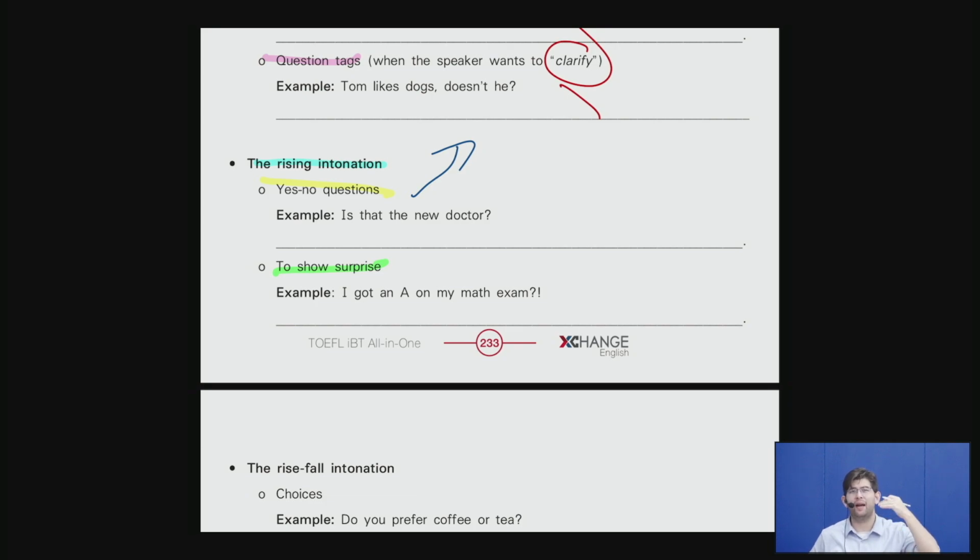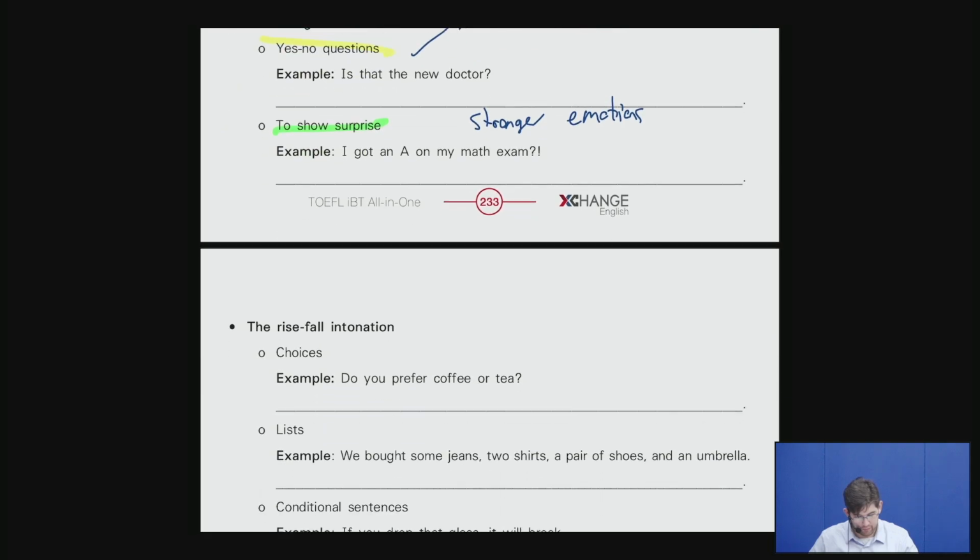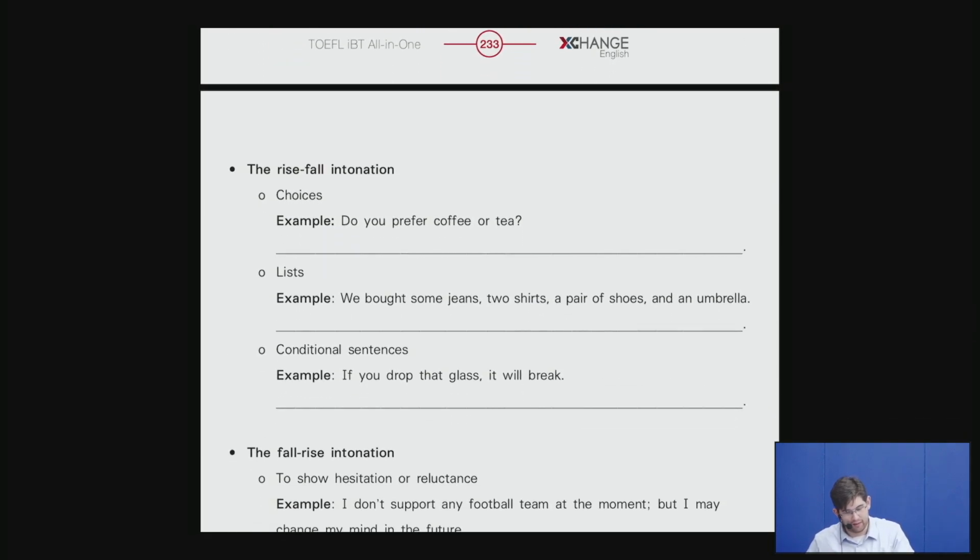Almost like my emotion, my happiness, my anxiety even potentially could be. But all these emotions, let's say, are activating. They're getting stronger. So another way to say this is stronger emotions coming through. Okay? Our next one, we call it the rise and fall intonation.